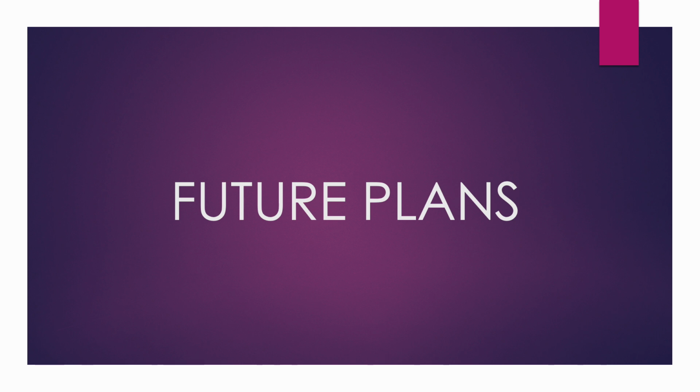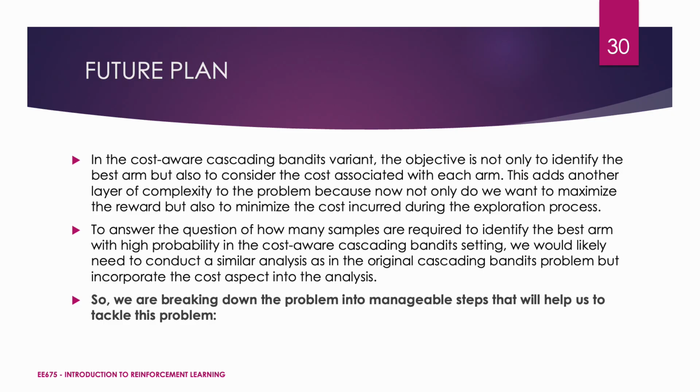Now we will move on to the final section of our presentation where I will discuss potential future research directions that could lead us to the solution of our original problem statement. As we have seen in the cost-aware cascading bandits variant, the objective is not only to identify the best arm, but also to consider the cost associated with each arm. Now this adds another layer of complexity to the problem, as till now we aim to both maximize the reward and minimize the cost incurred during the exploration process.